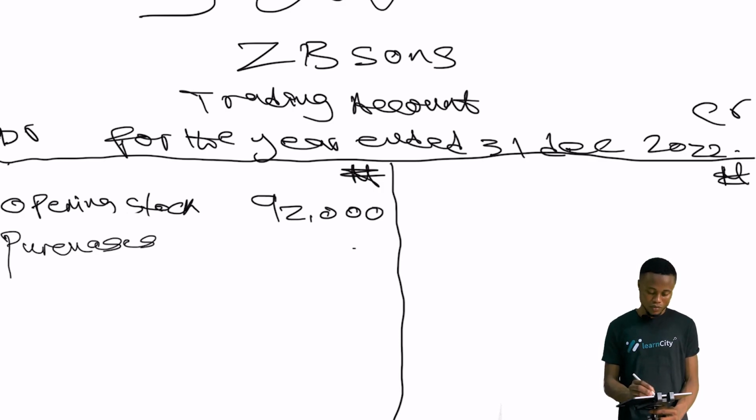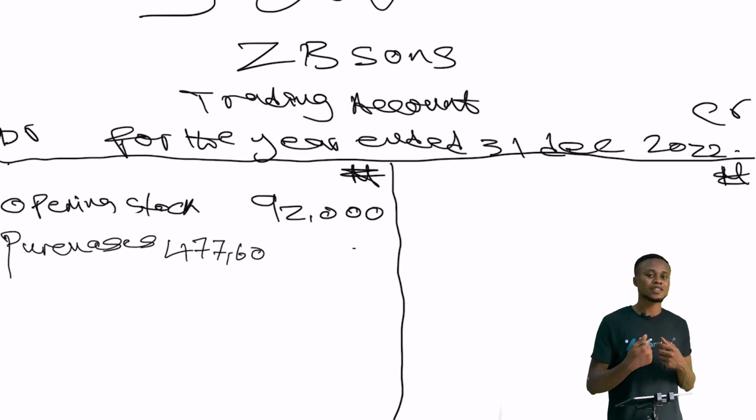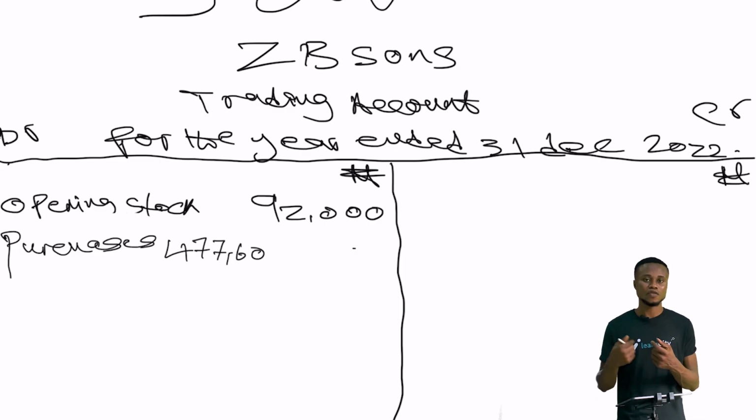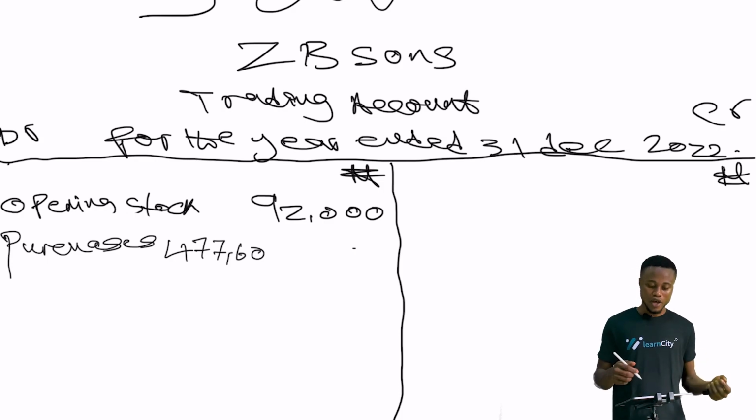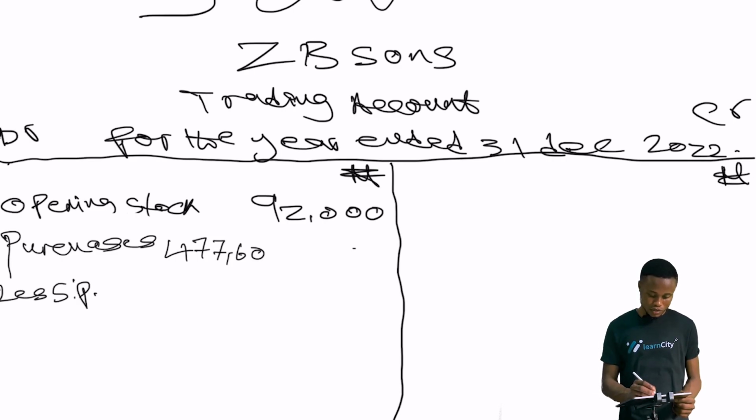477,600. Yeah, because in the question they gave us purchases return. You have that purchases return in the goods they purchased; they returned a few out of it. So you have to less that particular amount. It's not everything that they returned; it's just a few. And the amount they returned is just 11,600. So you less purchases return, which is 11,600.